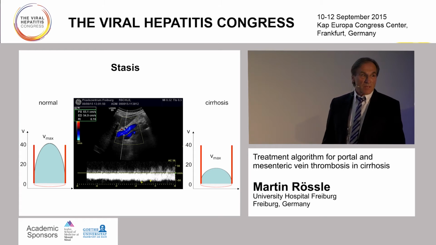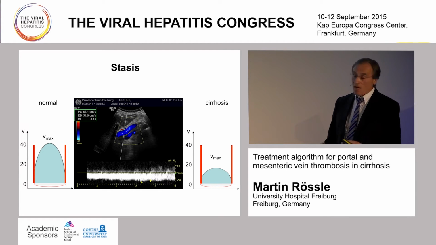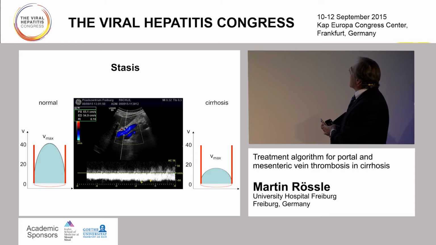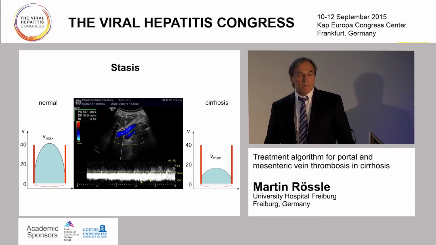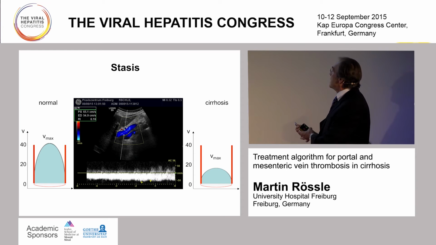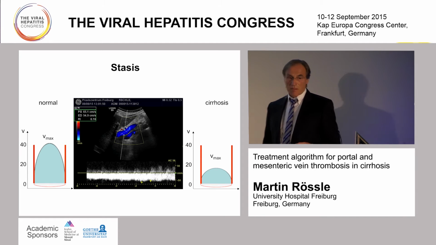And what happens with the cirrhosis? We have a reduced maximal flow velocity by about half of the normal value, and this causes the traction forces on the particles at the wall of the portal vein to be also very much reduced, and these particles may come to a stop, may not move anymore, and this is the beginning of the portal vein thrombosis in cirrhotic patients.